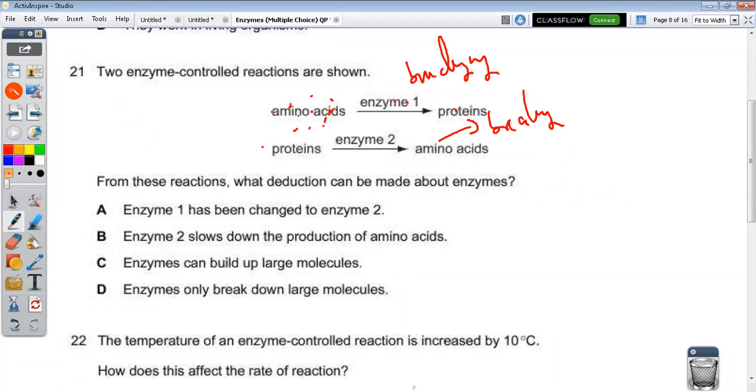So to say enzyme 1 is that's wrong. Enzyme 2 slows down production of amino, that's wrong. Can tell from the diagram. Enzymes can build up large molecules, which is correct. But we can't say they can only do that. They can build up or they can break down. So the answer becomes what? C. D becomes wrong because they use the word only. Enzymes can only break down large. They can actually, you can tell from this. They can build up and they can break down. Are we together? Yes, sir.